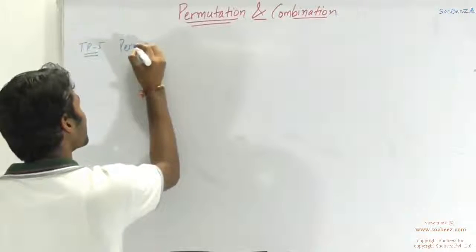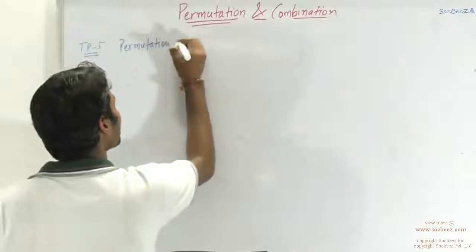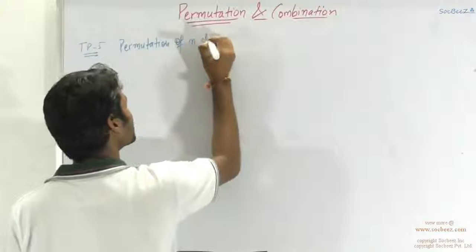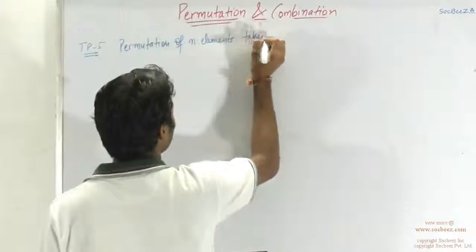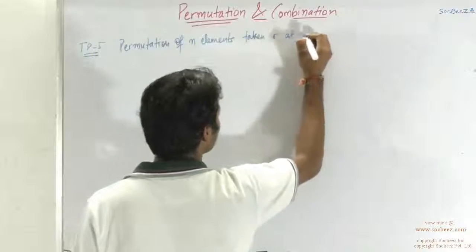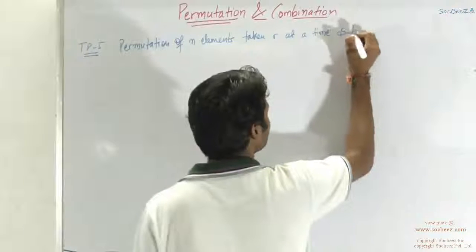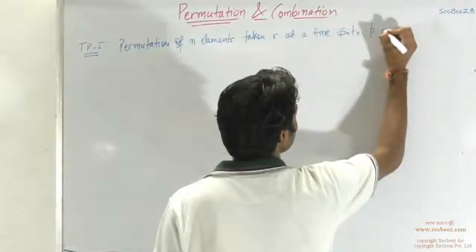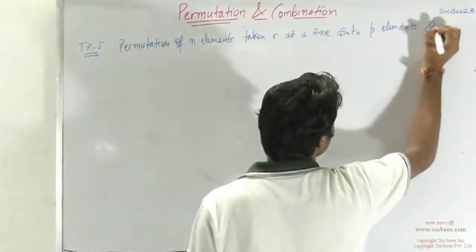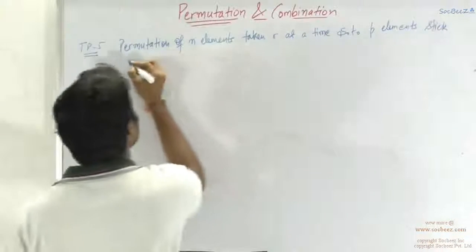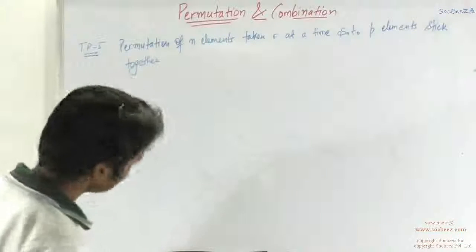Permutation of n elements taken r at a time such that p elements stick together. Okay?